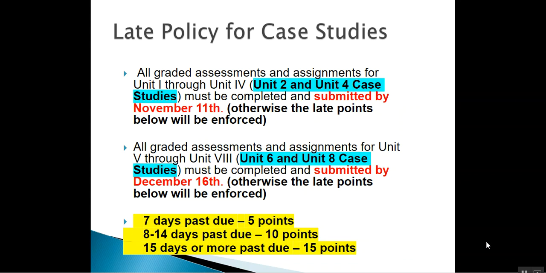Your second case studies, in Units 6 and 8, must be completed and submitted by December 16th. December 16th is the last day that I'll accept any late assignments. If your assignments are submitted late, past the due date, up to 7 days, you'll lose 5 points. 8 to 14 days, you'll lose 10, and over 15 days, 15. This is all written in your syllabus.